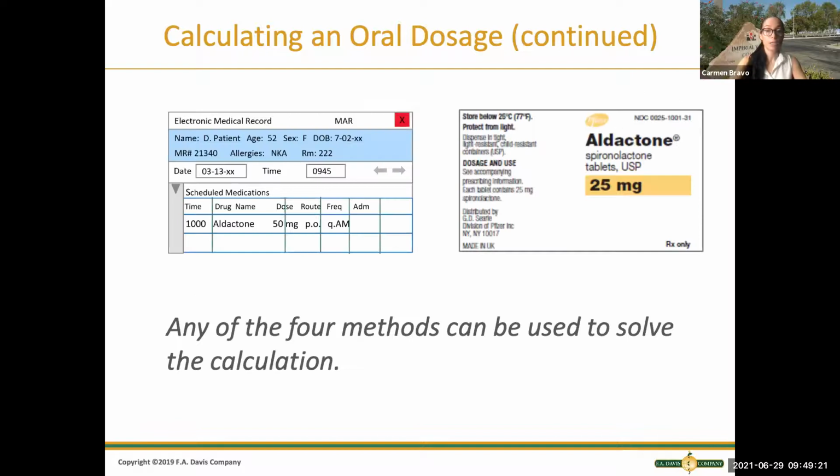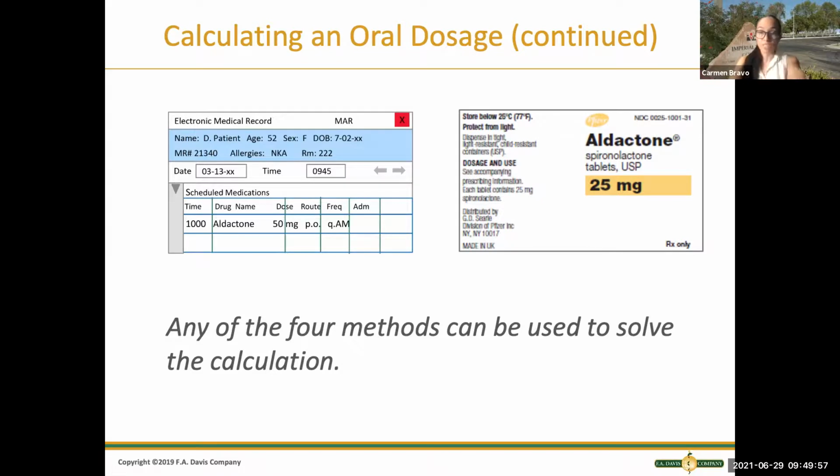So let's see here, calculating the oral dosage. This is how the doctor is going to write it down in the patient's medical record. So there's the order, and this is what the label will look like. So Aldactone, spironolactone, is a potassium-sparing diuretic. It works for blood pressure, but it's also a diuretic. So let's quickly and briefly go over the different methods of calculation that I told you about.